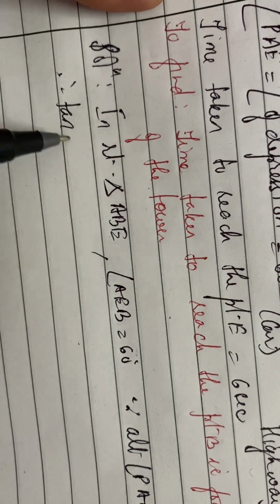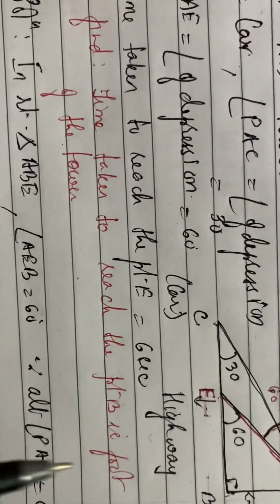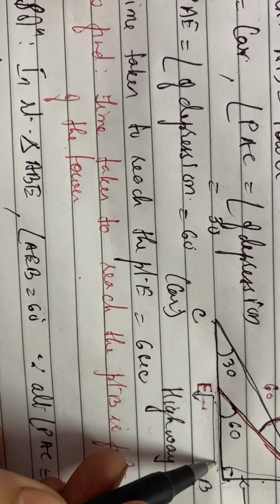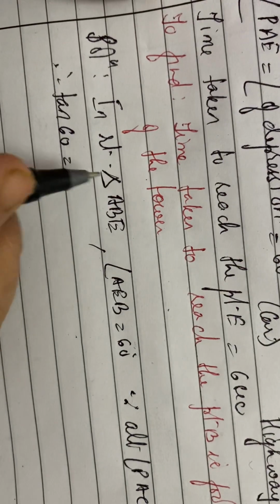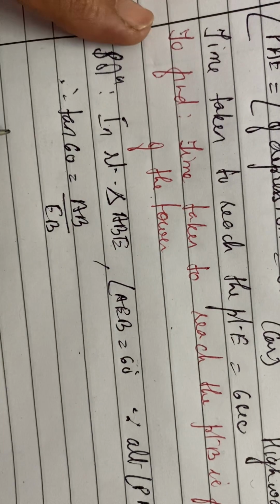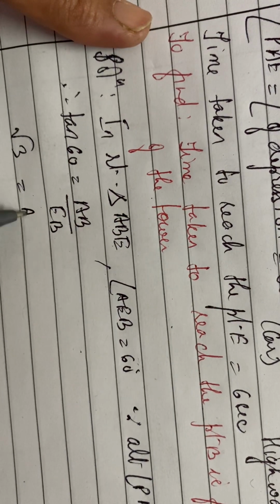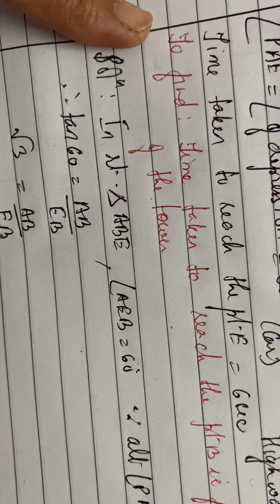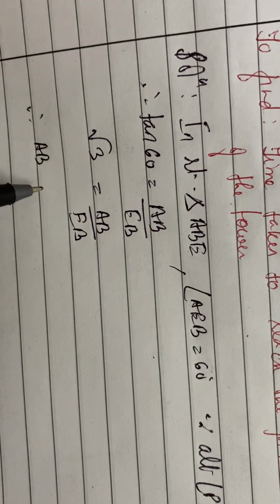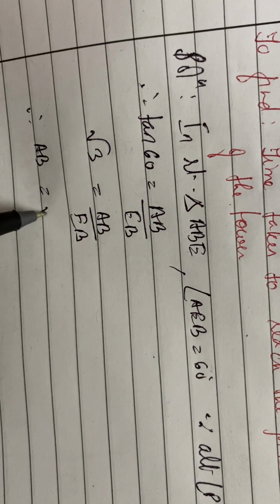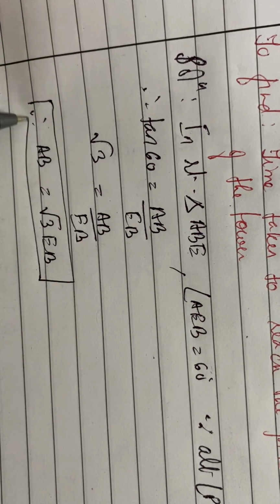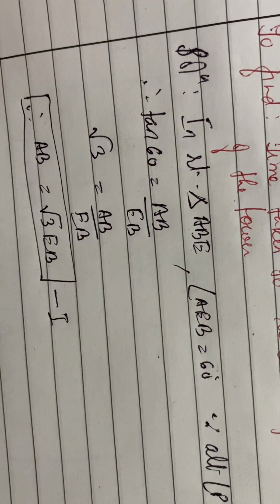Therefore, tan 60, tan ratio is opposite upon adjacent. This is the opposite for 60 degree and this is the adjacent for 60 degree. So opposite is AB, adjacent is EB. Tan 60 is √3. So your distance AB will be how much? AB is equal to √3 times EB. This is your equation 1.